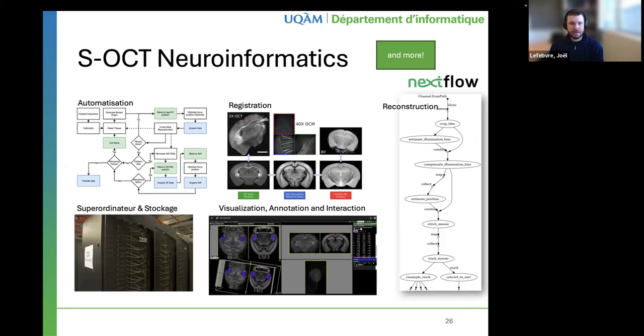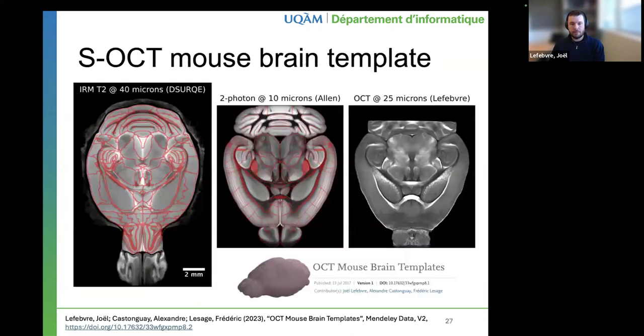I won't really explain this, but basically serial OCT needs a lot of neuroinformatics tools because we generate about 8 terabytes of data per acquisition per brain. So we need to automatize acquisition. We perform the reconstruction on supercomputers. In my lab, we develop a web-based tool to visualize, annotate, and interact with the data. We also have to adapt the typical tools used in neuroscience to align the brains and perform different tasks. So a lot of informatics is implied by serial OCT. We have to work with big data, and that's a challenge.